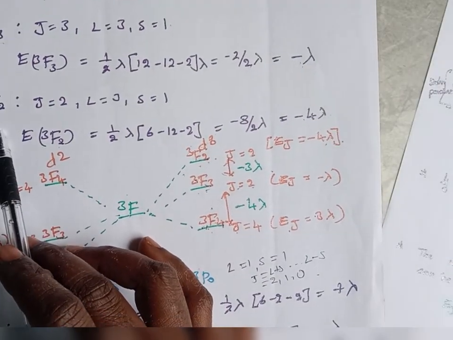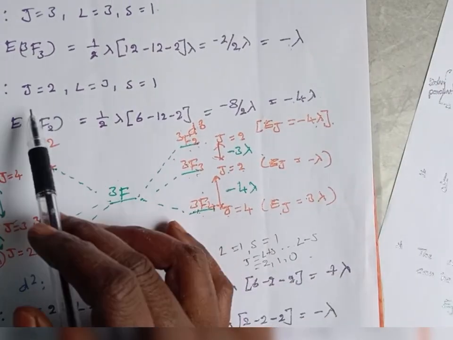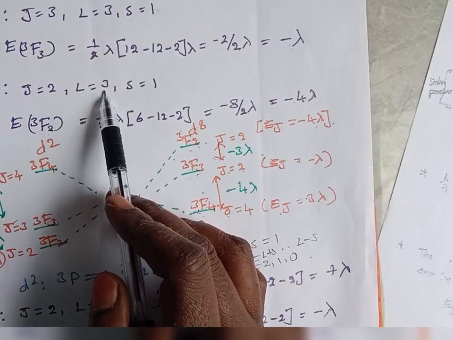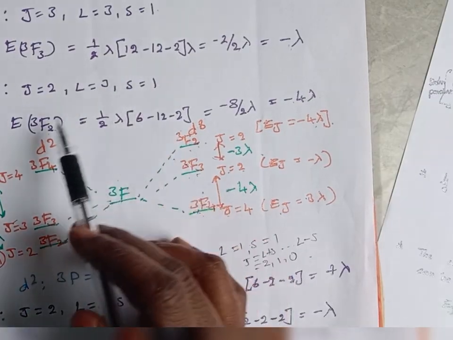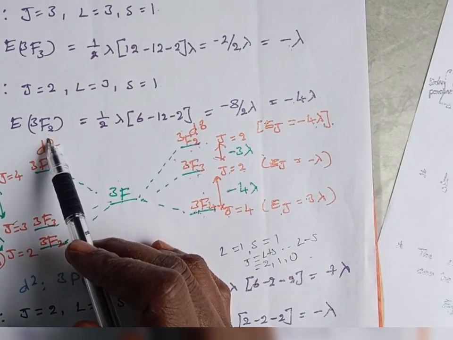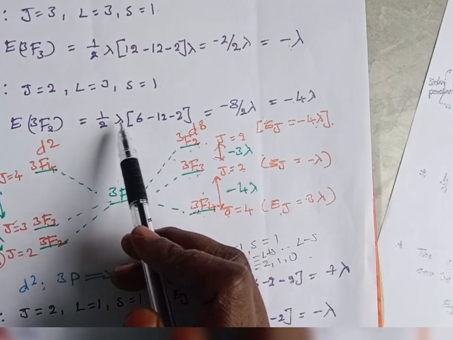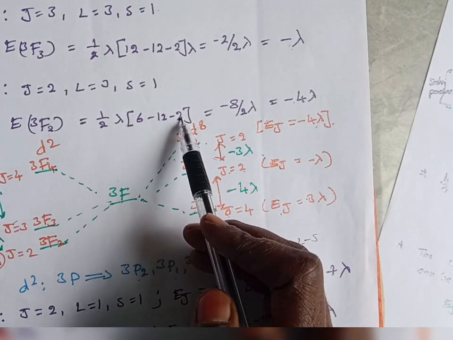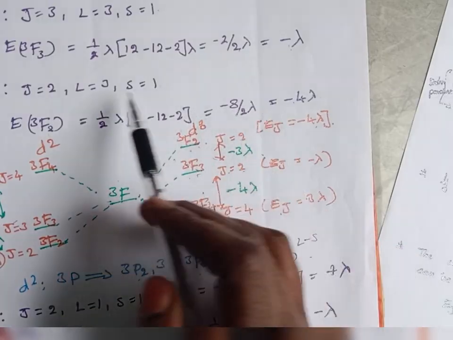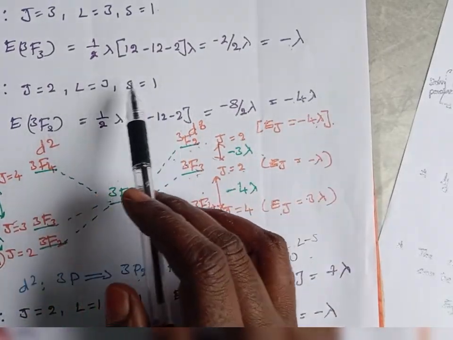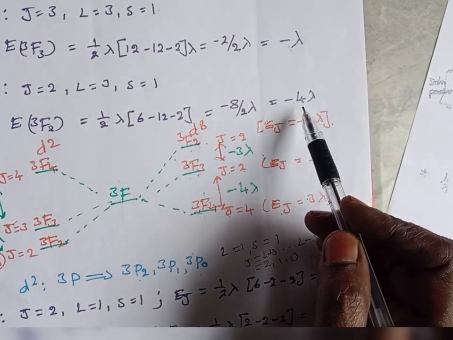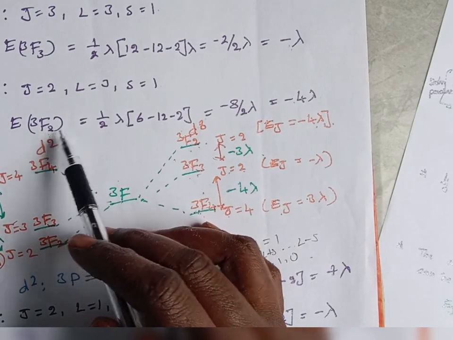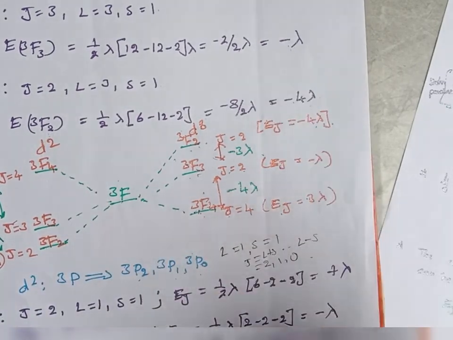And for 3F2 state, the J value is 2, L is 3, S is 1. So energy of the 3F2 is half lambda times J into J plus 1 minus L into L plus 1 minus S into S plus 1. If we apply the values of J, L and S, we will get the energy of this particular state as minus 4 lambda.